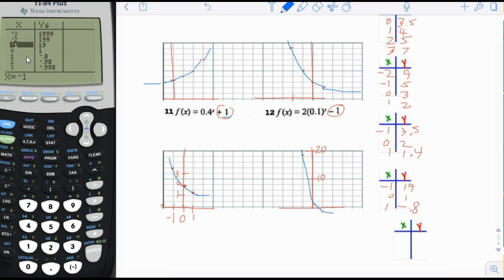Let's see. And we should mark the scale because we did not use the 1-to-1 scale on the y-axis. So that's it for this page 2.